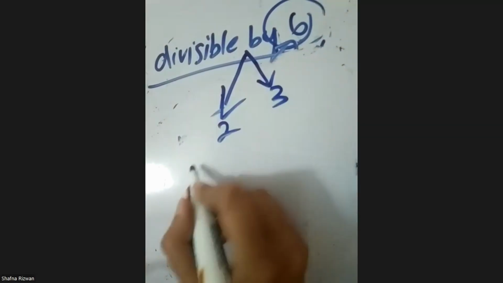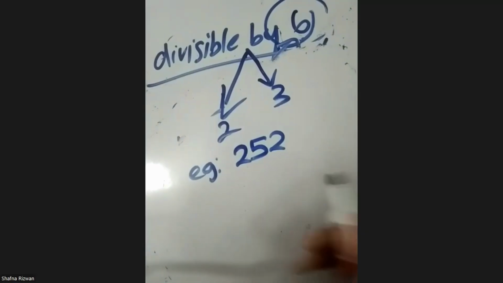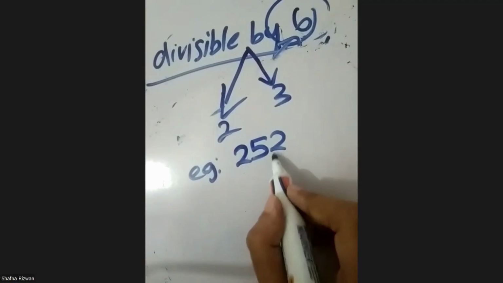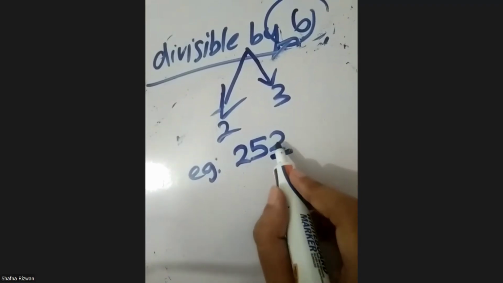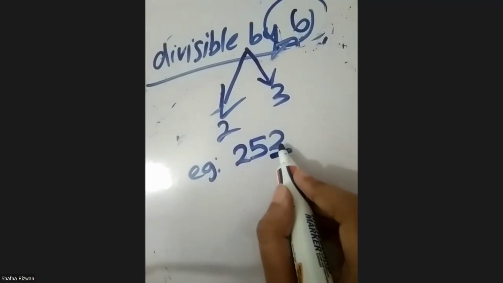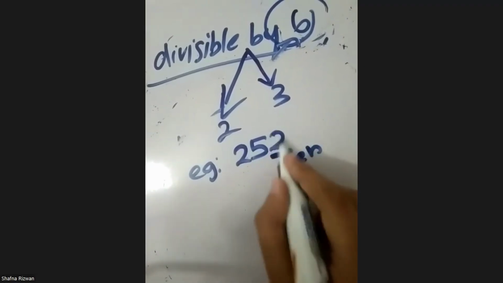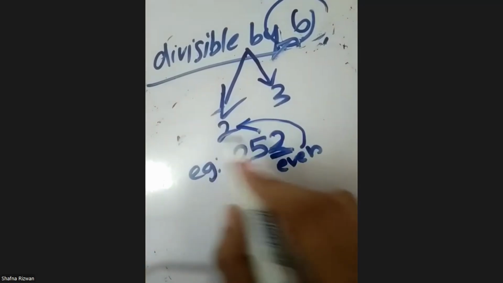Let's take, for example, 252. Now, let's see whether this number is divisible by 2. Let's take the last digit. And the last digit is how much? 2. So, is it divisible by 2? Yes. Why? Because the last digit is an even number. 2 is an even number. So because of that reason, it is divisible by 2.